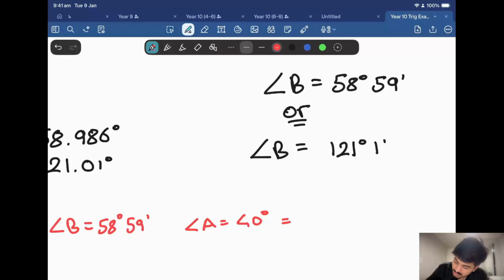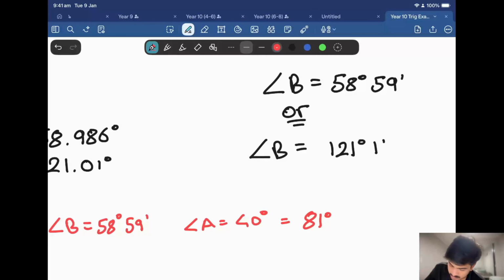What's angle C gonna be? Let's just check. So that's 58 degrees and 59 minutes plus 40, so that's 81 degrees and 1 minute. Does that work? Yes, it does. It adds up to 180, so it works. Right? So that's my angle C.